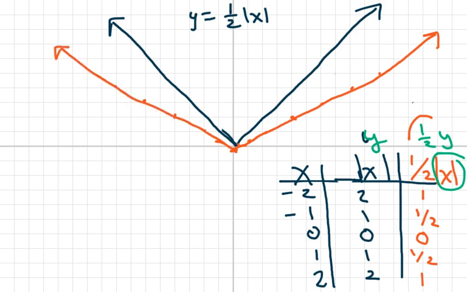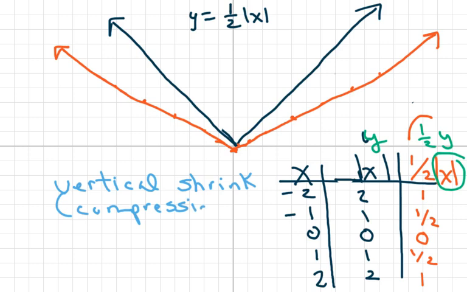All right? This is called a vertical shrink or compression, depending on, it's the same thing. Vertical shrink or compression by 1/2 units.